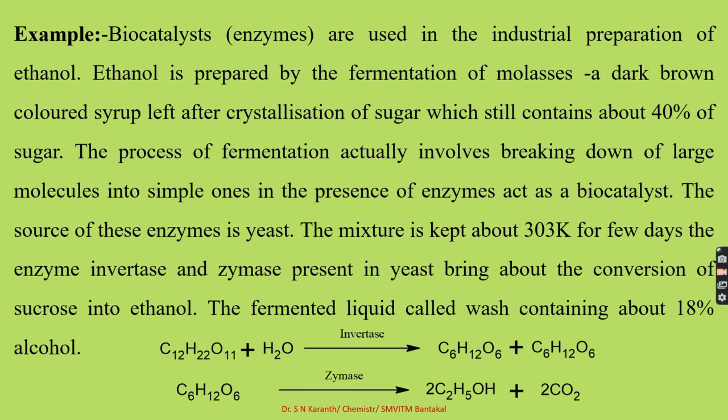The fermented liquid, called wash, contains around 18% of ethanol. Then it is distilled, and it is possible to get even 100% ethanol. So sucrose on hydrolysis in the presence of invertase enzyme forms glucose and fructose. Further, the glucose and fructose, in the presence of zymase, produce ethanol with the liberation of carbon dioxide. This reaction is catalyzed by a biocatalyst or enzyme.